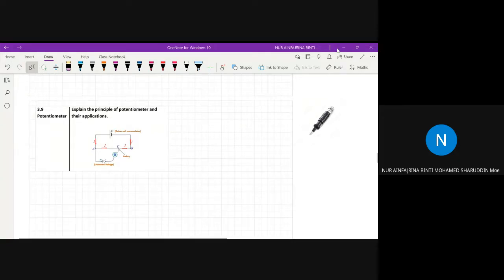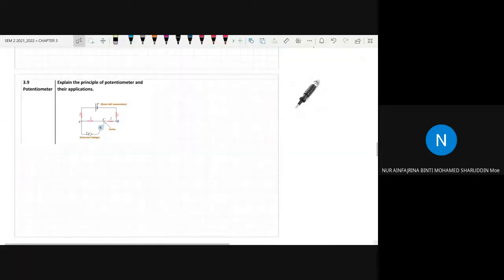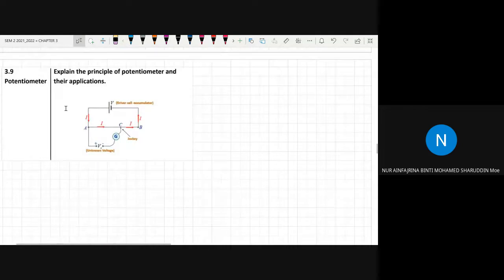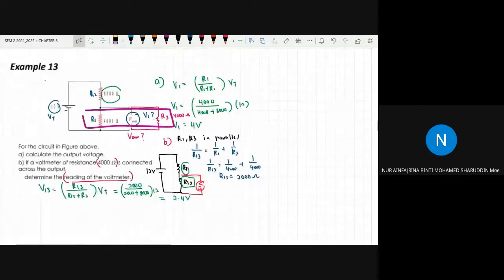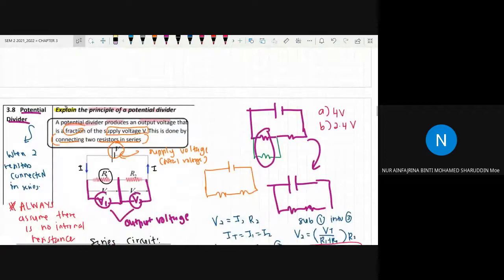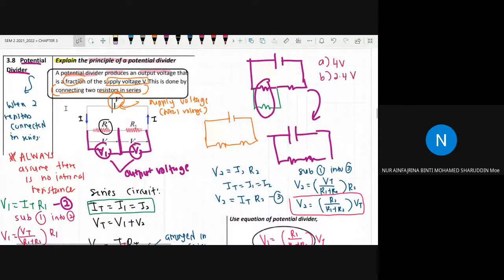Okay. So today we are going to continue with 3.9 potential meter. But before Miss goes into potential meter, we are going to have a very quick recap regarding potential divider. So what is a potential divider? A potential divider produces an output voltage. The output voltage is across the resistor. The output voltage is a fraction of the supplied voltage.